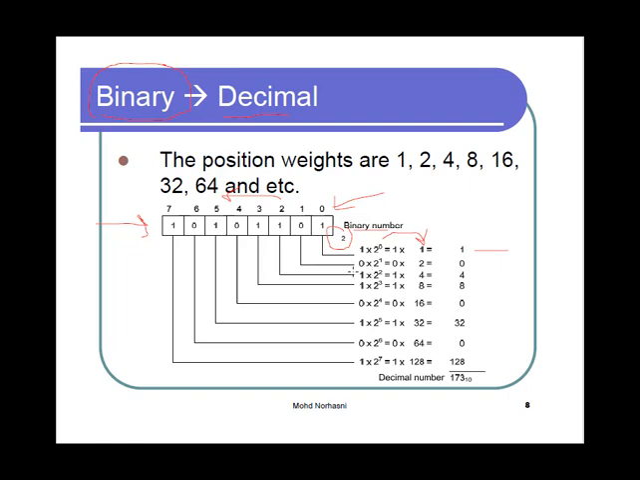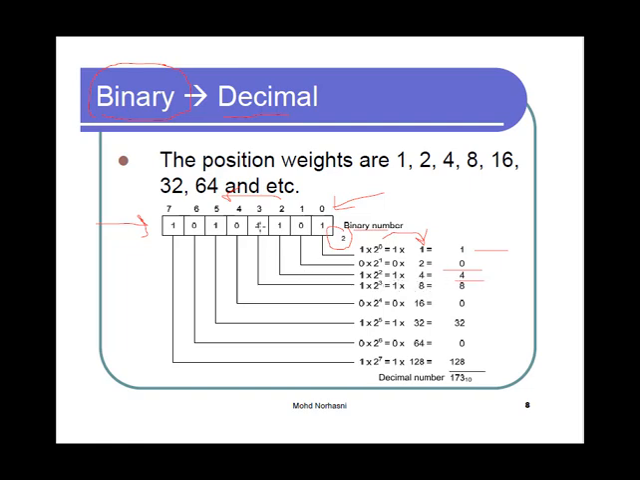Continuing on the second digit, which is 0, the position for this 0 is 1. So you will get 0 multiplied by 2, which is the base, to the power of 1, which is 0 multiplied by 2, which gives us a value of 0. The next one, we have this 1, with 1 multiplied by 2 to the power of 2. The location of this 1 is equal to 2. So 1 multiplied by 2 to the power of 2 is equal to 1 multiplied by 4, because 2 to the power of 2 is equal to 4. So you will get a value of 4.